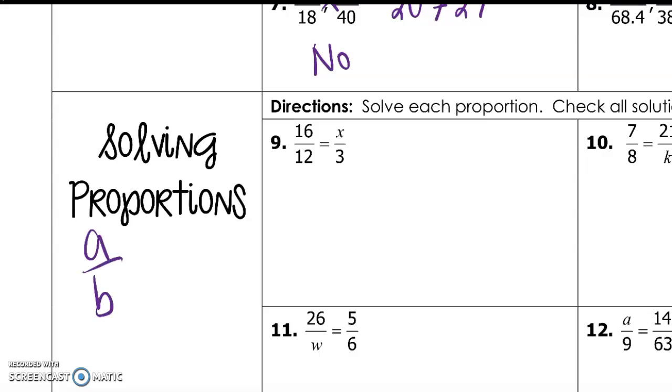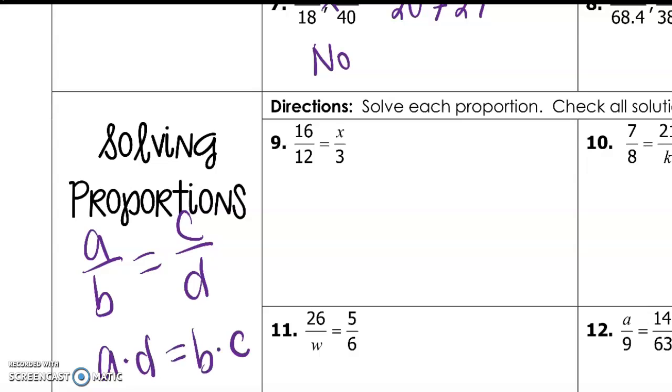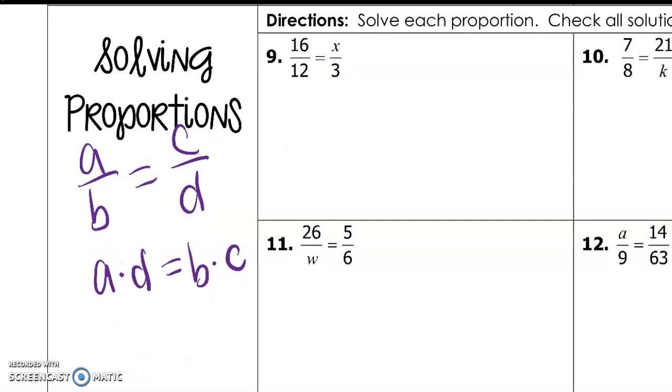A over B equals C over D. So then A times D equals B times C. So you're going to start with the proportion, the two fractions equal to each other, and then this will be your first step, the cross product.